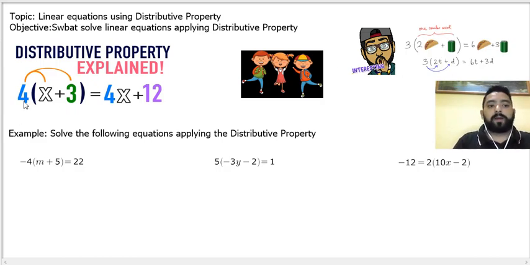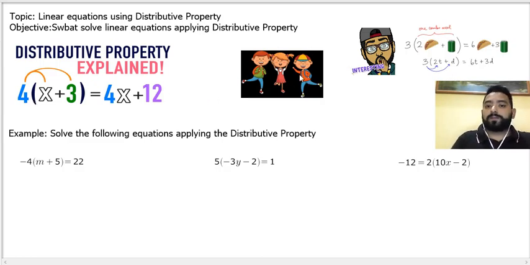For example, here we have the number 4 and inside the parentheses we have the expression x plus 3. That means that the number outside is going to be multiplied by the two terms inside. How? Look at this. 4 times x is 4x, and 4 times 3 is equal to 12. This is multiplication because, remember, between the number and the parentheses we don't have any sign. So that means it's multiplication.